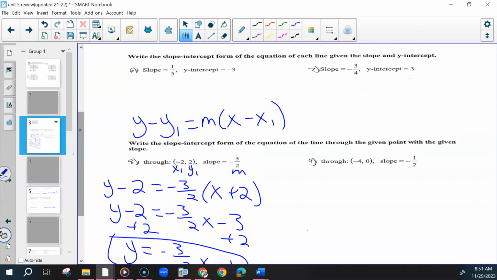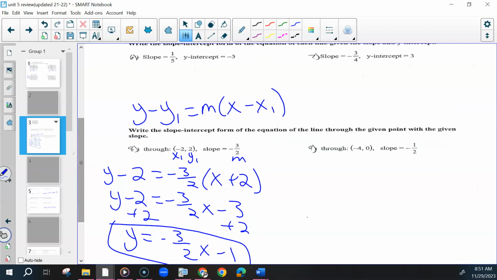If you are given the slope and y-intercept, you just have to write those together in your slope-intercept form. Y equals -3/4 x plus 3.